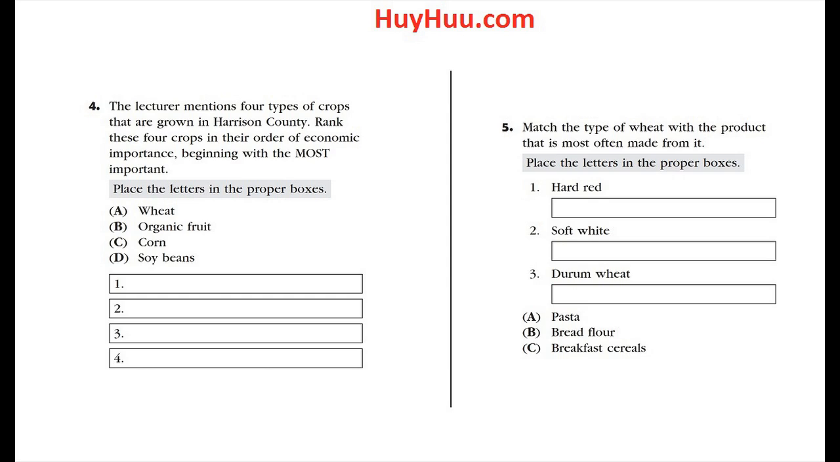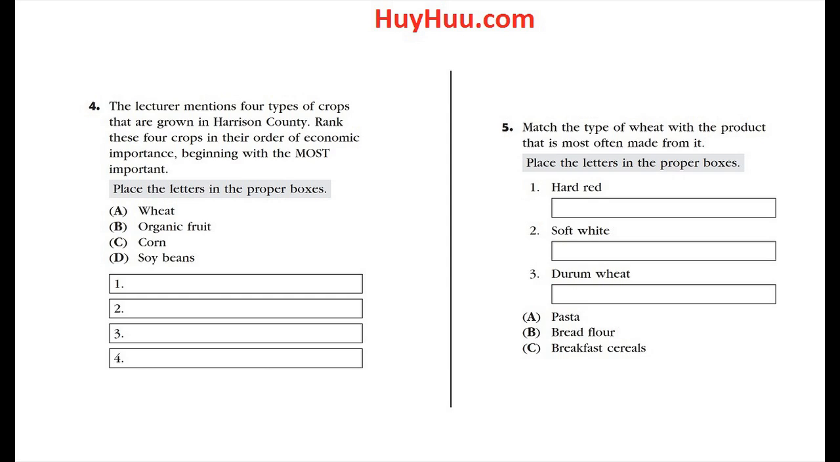You will hear part of a guest lecture given in a class in agronomy. The lecture focuses on locally grown crops. Hello, I'm Floyd Haney. I'm the U.S. Department of Agriculture's county agent here in Harrison County. Professor McKenzie asked me to talk to you about the agricultural situation in Harrison County today.